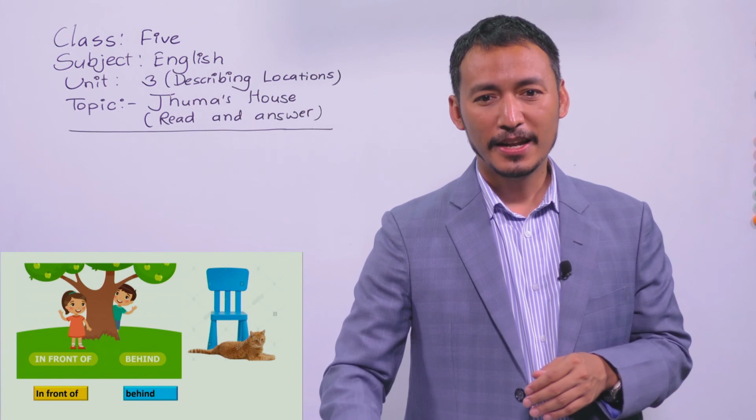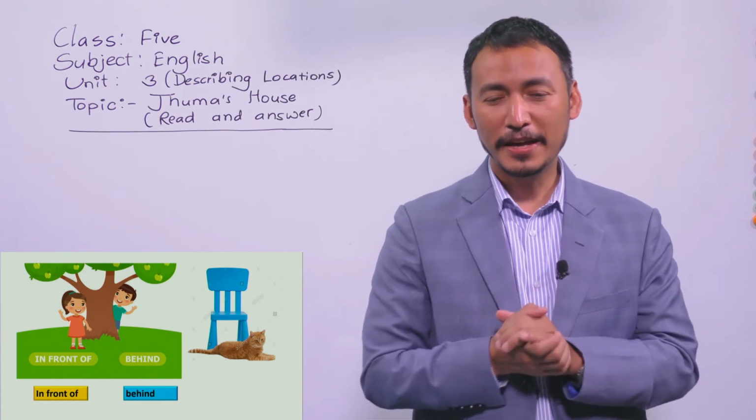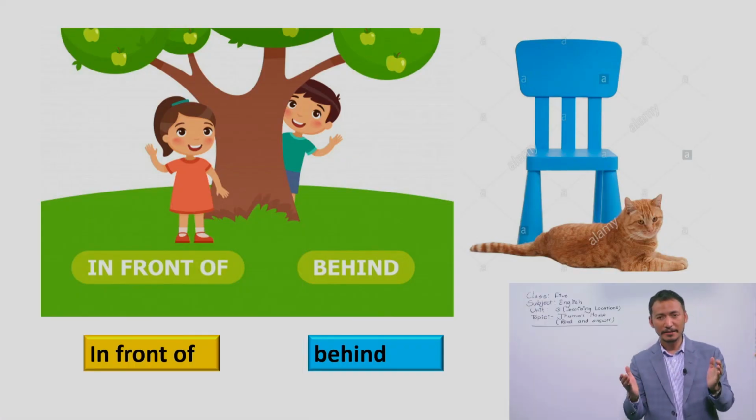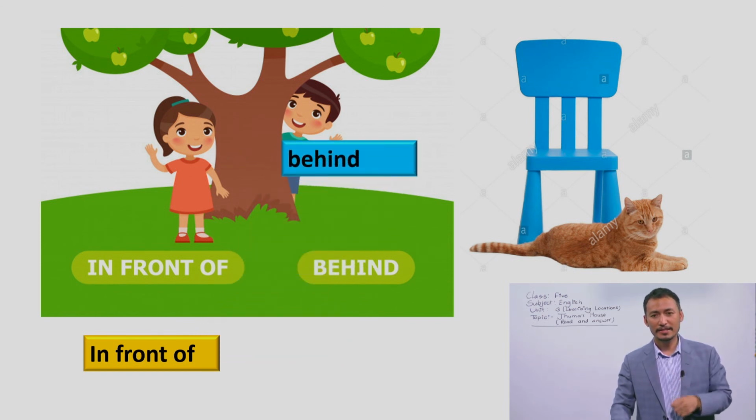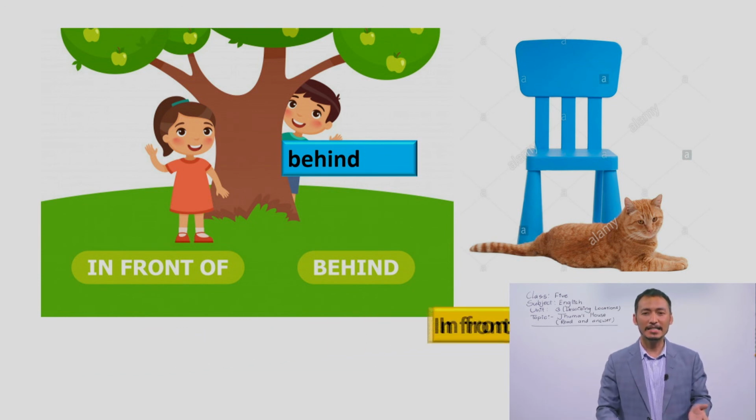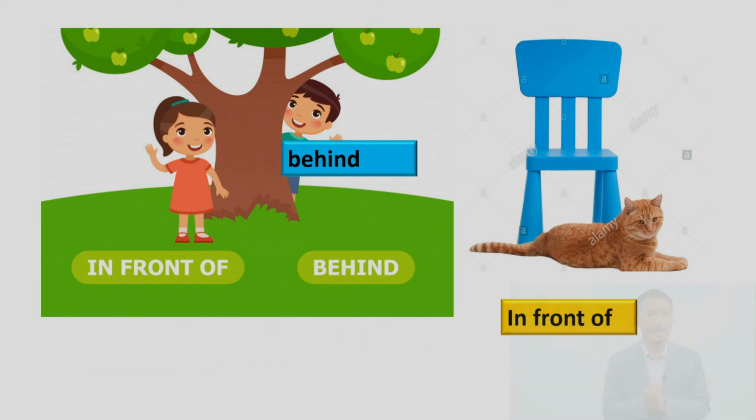Okay. Next, in front of and behind. What is the meaning of these two prepositions? In front of means just ahead of you, and behind means at the back. So when things are in front of you, you can see. When things are behind, you cannot see, right? Because it's at your back. Look, the boy is behind the tree. The cat is in front of a chair.